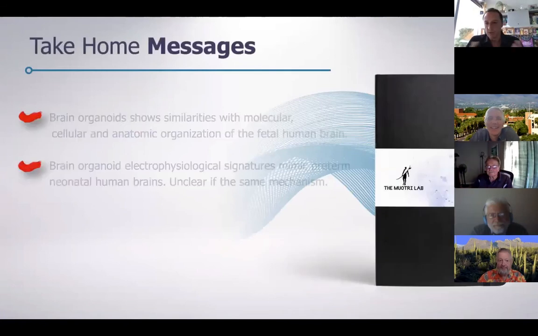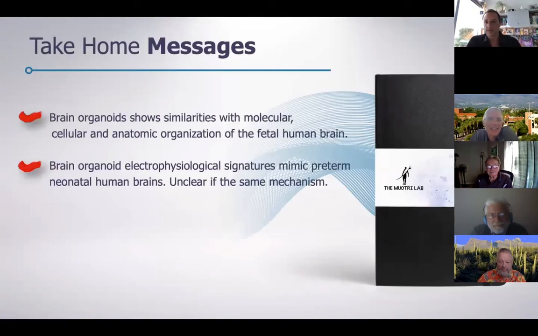All right, so I'll finish here with my messages. I think I showed you that these brain organoids have lots of similarities with the human fetal brain, at the molecular, cellular, and also anatomic organization. And our recent data showed that it's possible to create networks and even neural oscillations from these organoids. We don't know if it's exactly the same mechanism that the human brain does, but nonetheless, they follow a very similar trajectory, which is encouraging. So we think that this might be a good human model to start asking some of the most fundamental questions about these early network activities in the human brain.